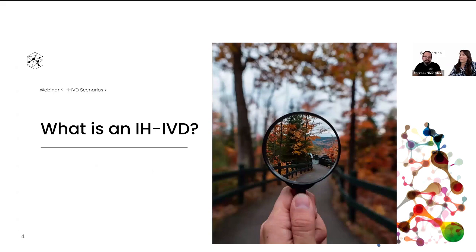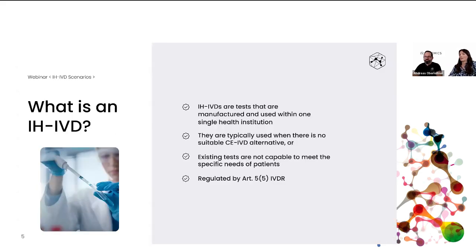Good. Before we can really dig into the topic, I think we first need to define what an in-house IVD is, because this is the centerpiece of the discussion today. Exactly. An in-house IVD is basically a test that is manufactured and also used only within one specific health institution. Those tests are typically used when there is no suitable CE-IVD alternative on the market, meaning that the commercial alternative simply is not good enough to meet the specific needs of the patient.